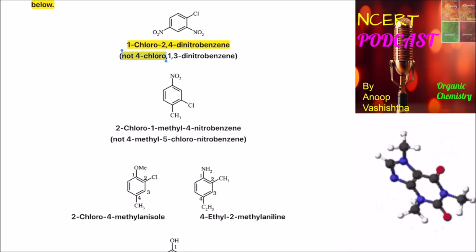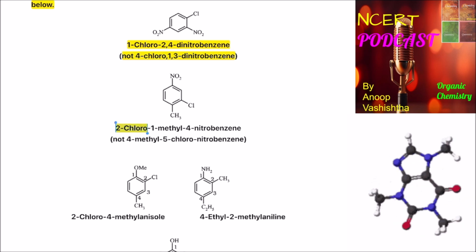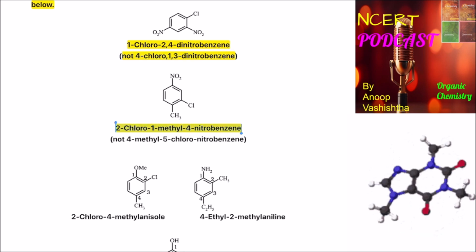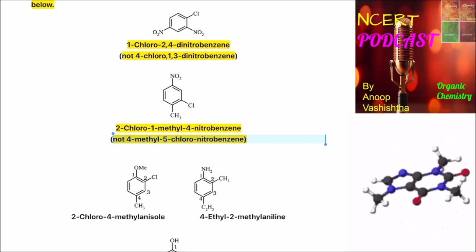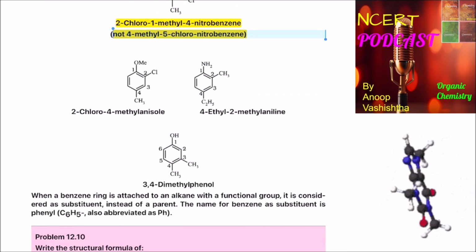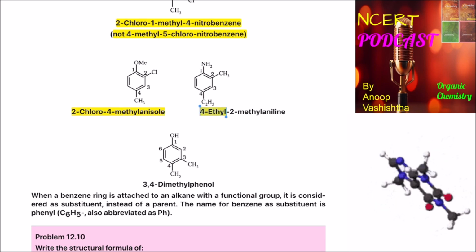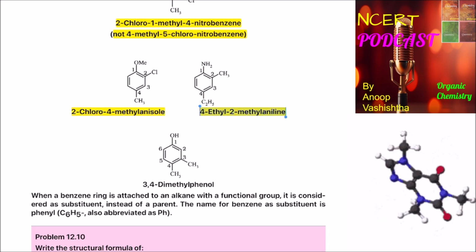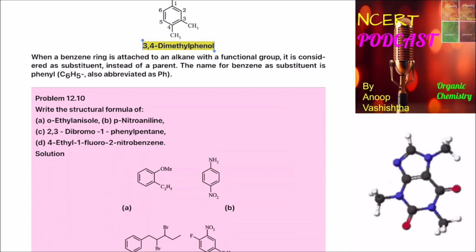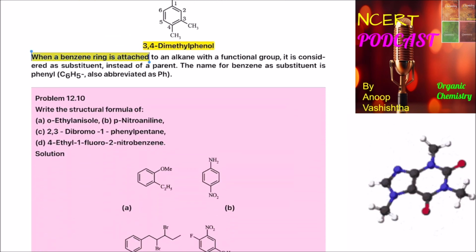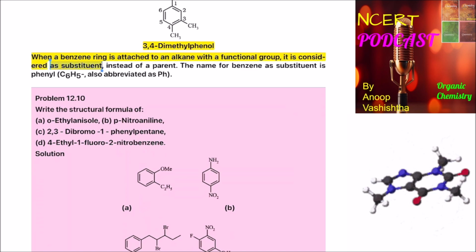1-chloro-2,4-dinitrobenzene and not 4-chloro-1,3-dinitrobenzene. 2-chloro-1-methyl-4-nitrobenzene and not 4-methyl-5-chloronitrobenzene. 2-chloro-4-methylanisole. 4-ethyl-2-methylaniline. 3,4-dimethylphenol. When a benzene ring is attached to an alkane with a functional group, it is considered as a substituent instead of a parent.